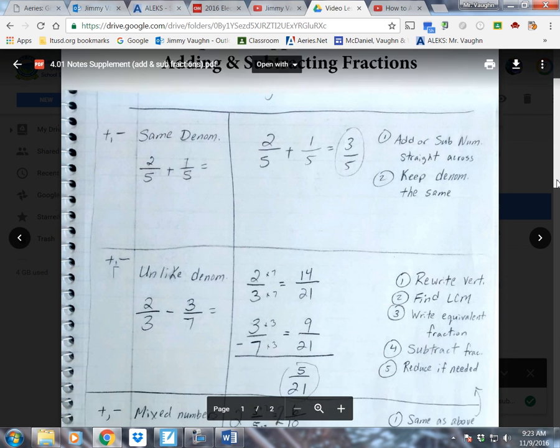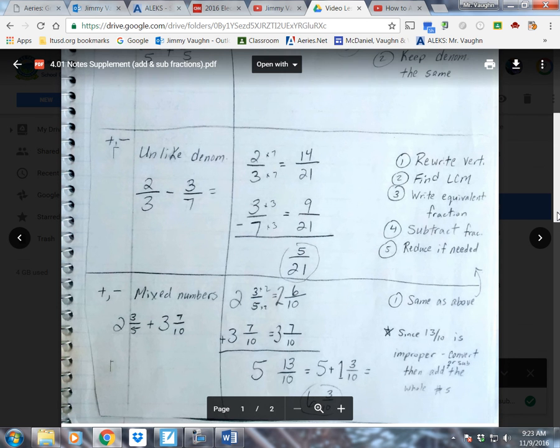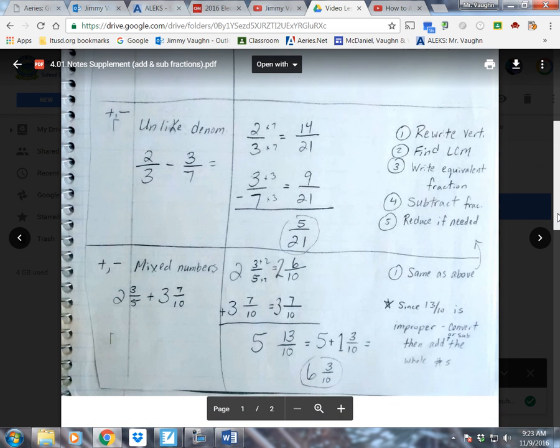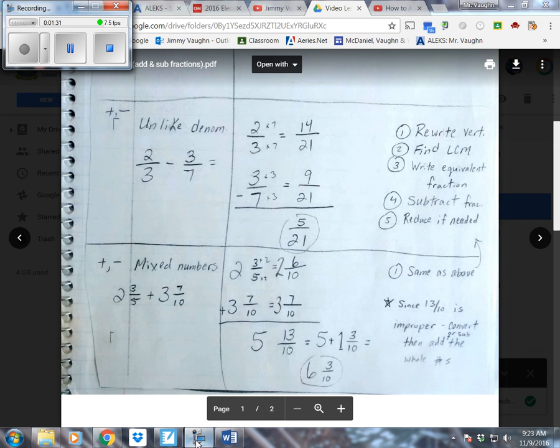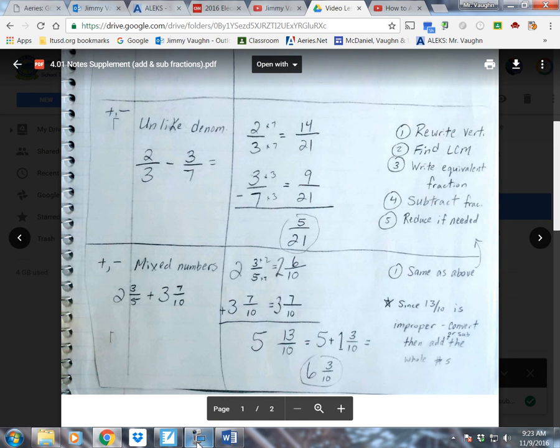Moving on to more complicated problems, if they have unlike denominators, you have to get the denominators the same. This is what we worked on at the beginning of the class. So, 2/3 minus 7/3. Here are your steps right over here. And remember, these are your notes. You can write all over them to help you later on when you're doing things.